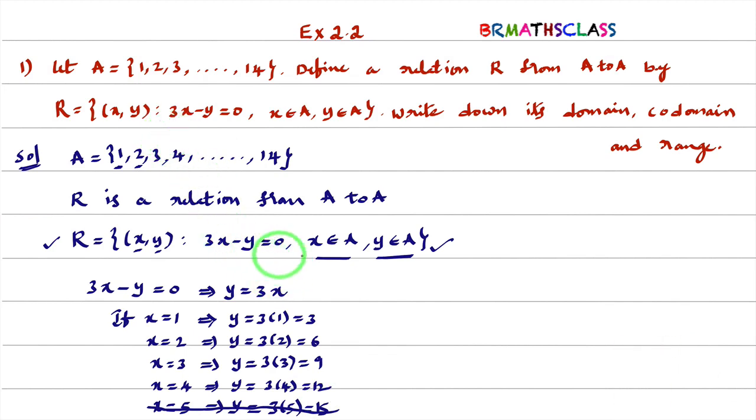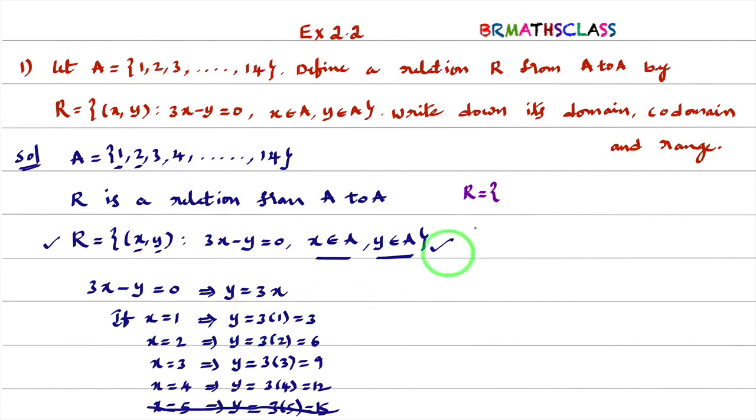Similarly, when you take x equal to 6, you can take x equal to 6 because 6 is there in set A. When you take x equal to 6, y value is what? Y value is 3 into 6, that is 18. 18 is not in set A. Like that, for the rest of all x values in set A, y values are not in set A. So now we can write this relation in roster form. See, I am writing the relation in roster form.